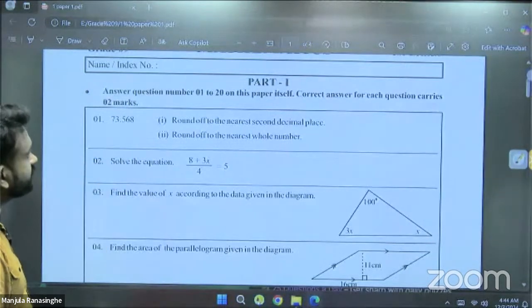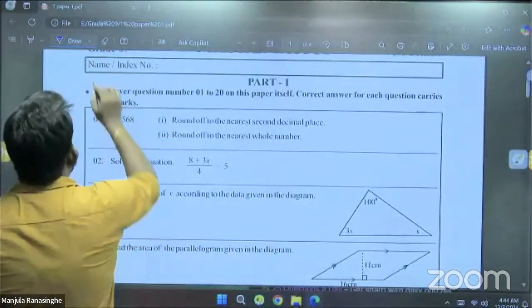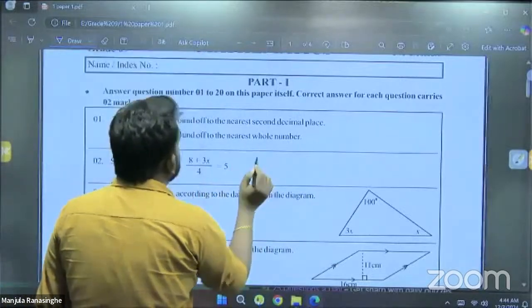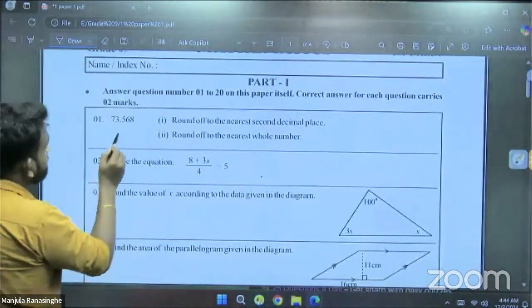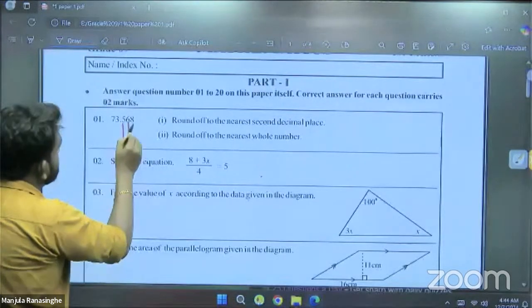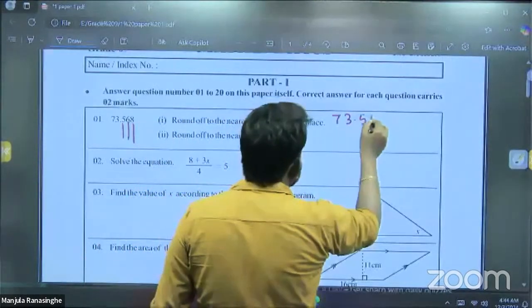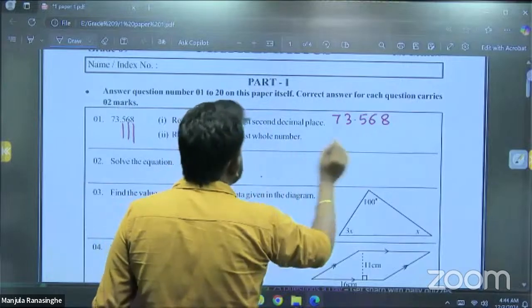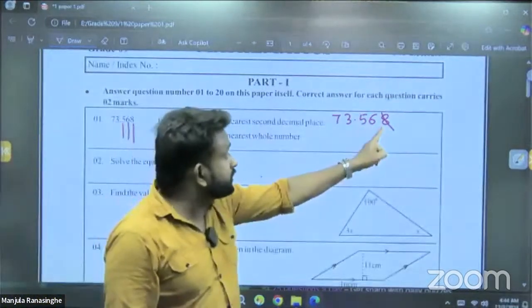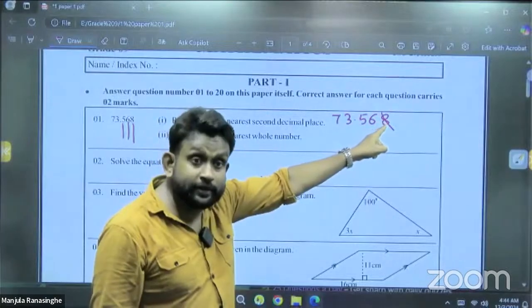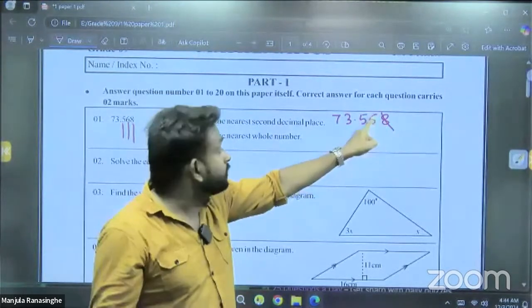73.568, round off to the nearest second decimal place. To round off to the second decimal place, we look into the third one. This is the first decimal place, this is the second decimal place, this is the third. So we always look into the third and we cut the third one. Then we disregard, we remove the third one, but based on the third decimal, we decide whether we are adding one or not adding one to the second decimal place.